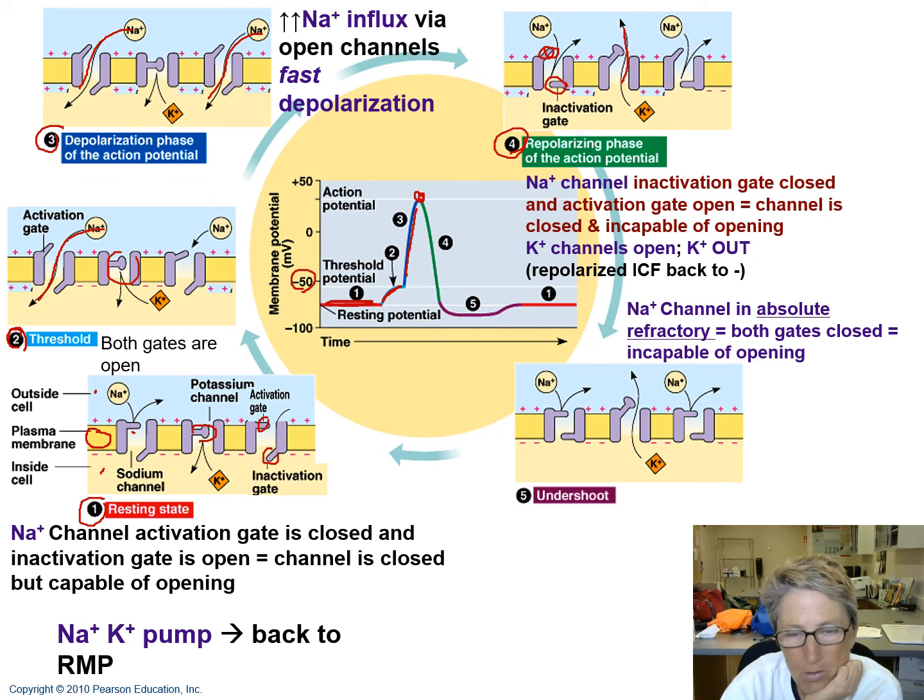Okay, so that's 4. And then you come back here to number 5. You get a little undershoot, a little bit negative, a more negative resting membrane potential than you had when you started. And the sodium channels are at this point closed. So both the activation gate and the inactivation gate are closed, but there's still some potassium leaking out, and that's why you get a little bit more negative here at number 5.